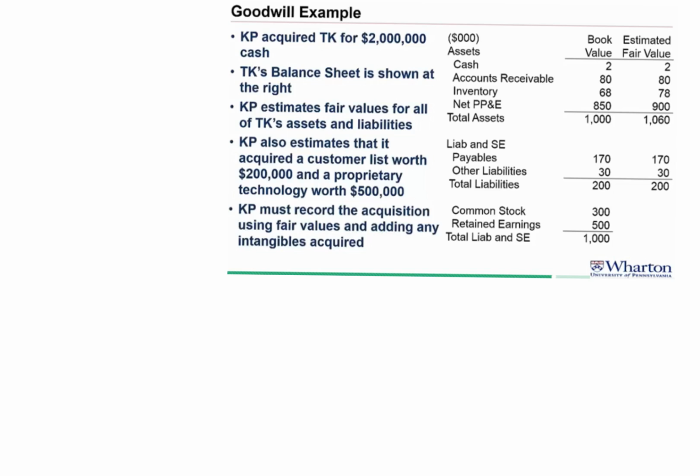KP is the acquirer and is acquiring it for 2,000. This value gives you what? The market value, which is being paid against what? The assets of the company. And to be more specific, the estimated fair value of the company, because estimated fair value may differ from the book value of the company.